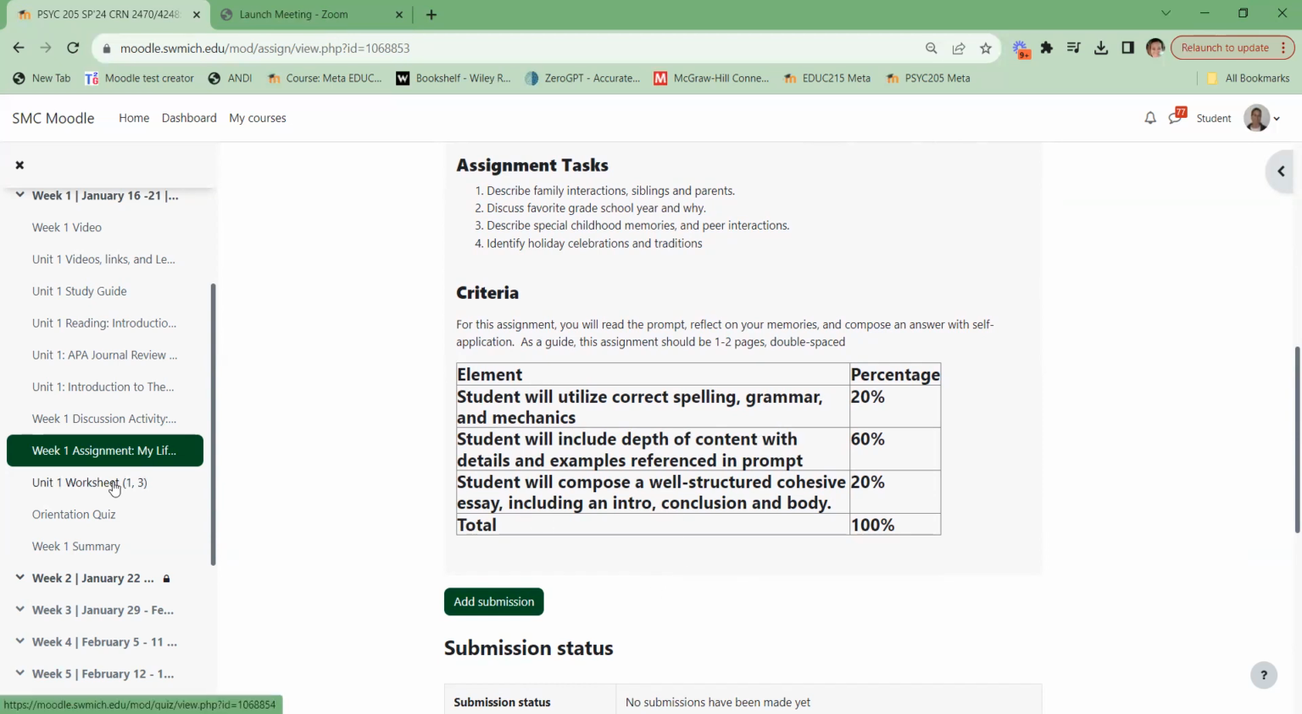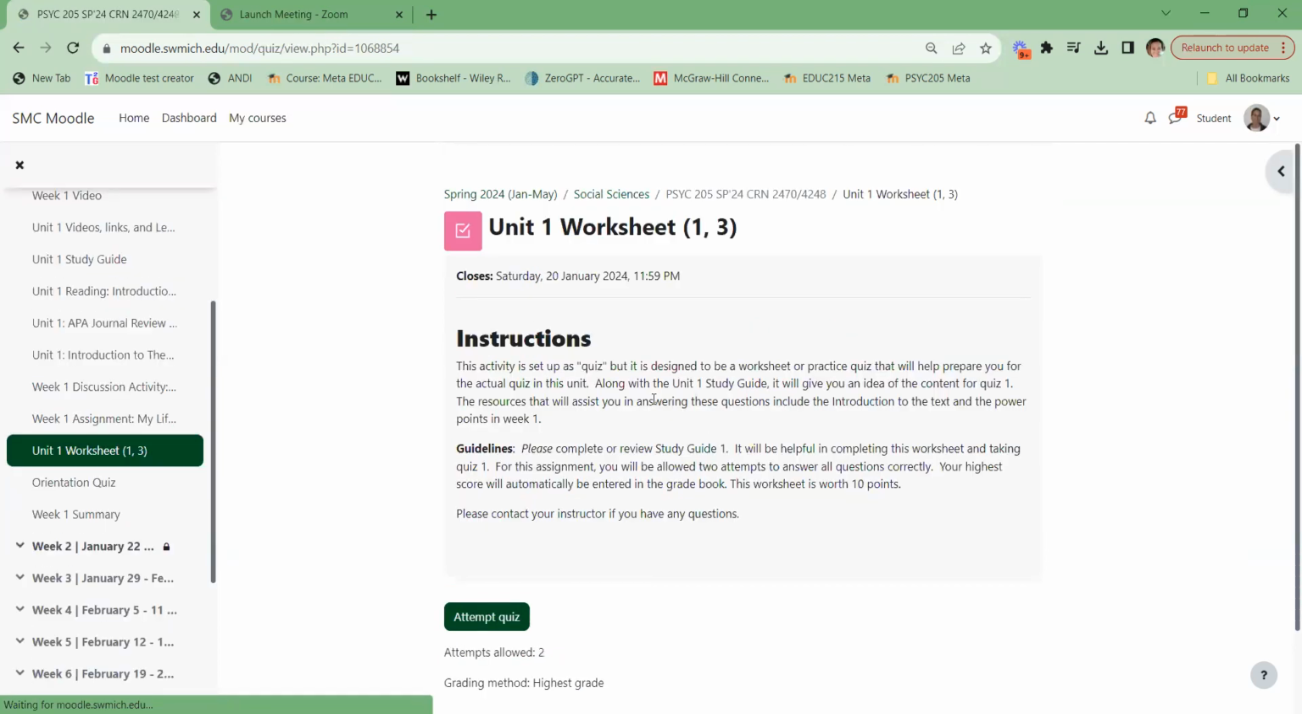Your final assignment for week 1 is to complete the worksheet. As I said in the introduction, this is set up as a quiz. It is basically an electronic study guide. It goes along with the materials of the unit. It prepares you for that first quiz, and you have 2 attempts, and your highest attempt will be taken into the grade book. The worksheet is only worth 10 points. So that is week 1 in a nutshell.